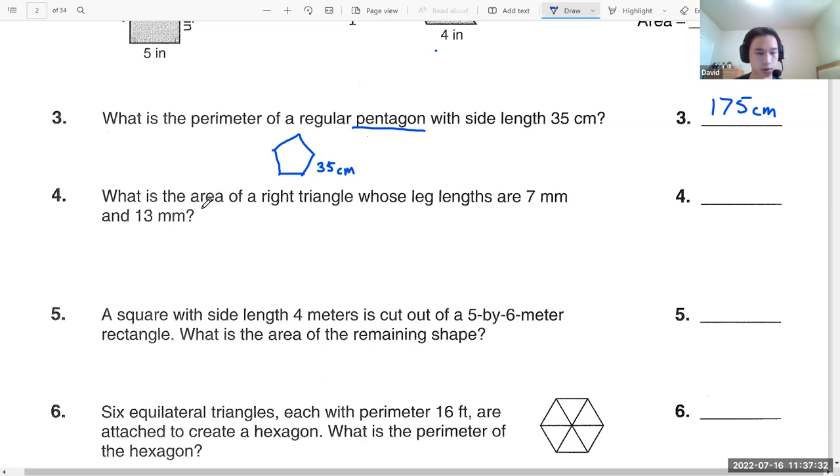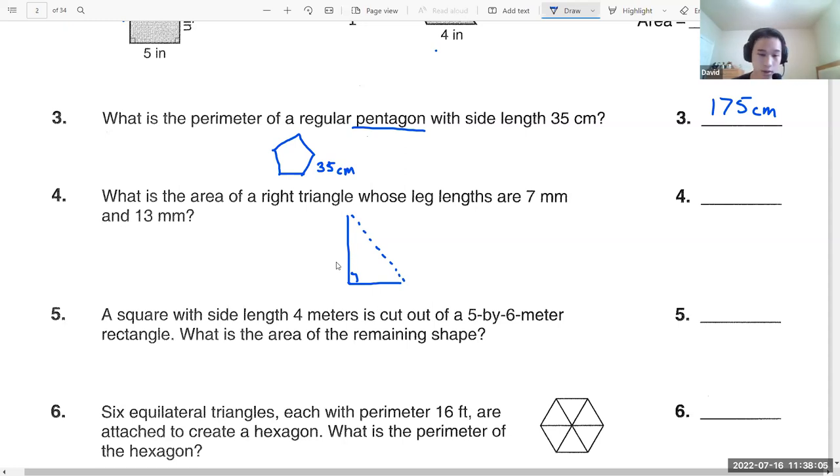Four, what is the area of a right triangle whose leg lengths are 7 millimeters and 13 millimeters? So more definition stuff. I'll draw this one out for you guys because I'm not sure if you've covered it before, but the legs of a triangle are the sides forming the right angle. So here we have our right angle, and then you would connect those and that would make the triangle. So these two solid lines that I've drawn over here are the legs.